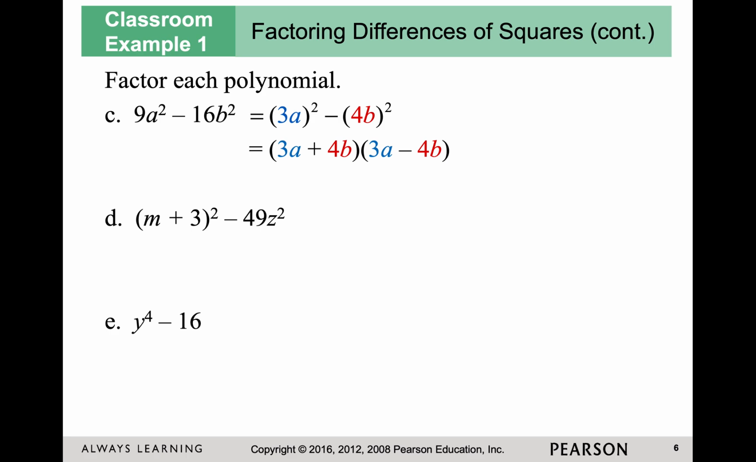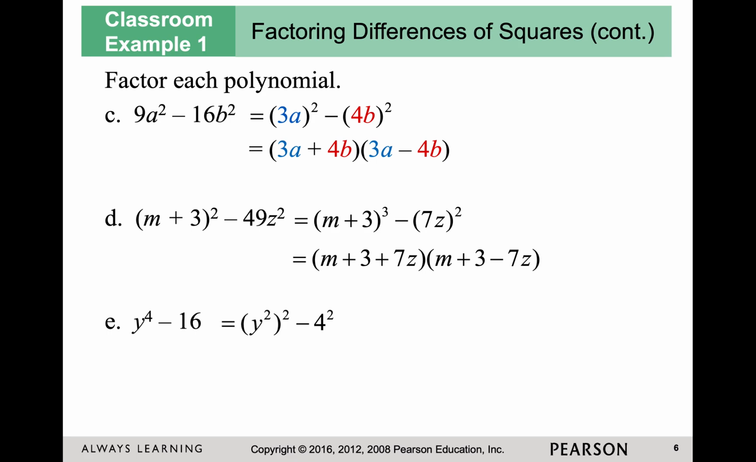Just like in D, I'm squaring m plus 3. 49 is a perfect square, and so is z. So if I look at that, I would write the sum and difference as m plus 3, because the square root of m plus 3 squared is m plus 3. And then I would be able to combine like terms if possible, and I can't, so that's as far as I can take it.